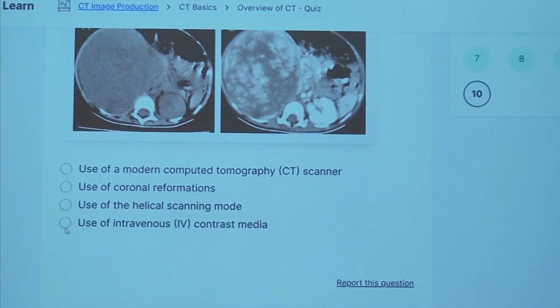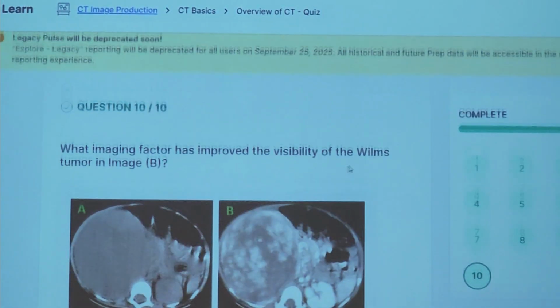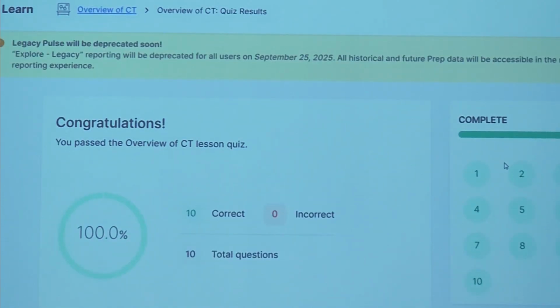So are we on our way to getting 100? Yes? I love it. See the results. I gotta see that 100. Should be proud of yourselves.